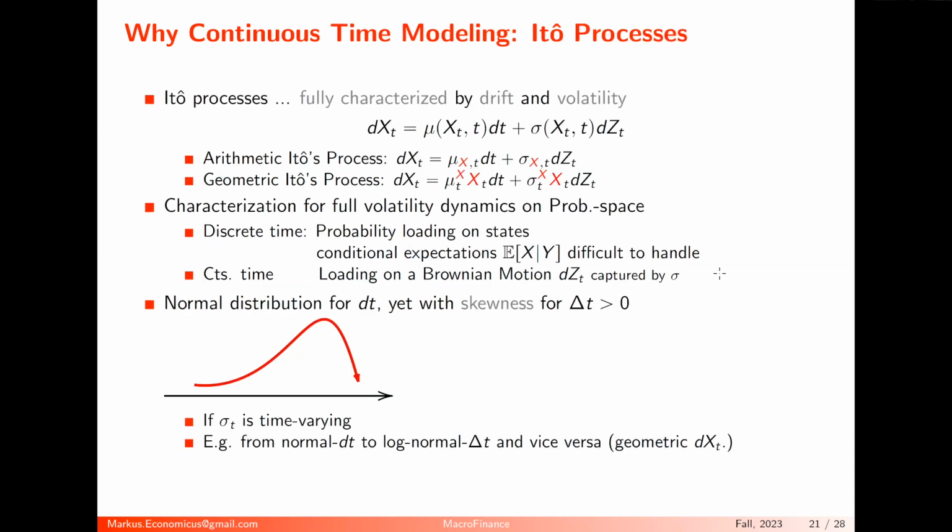Now, why continuous time modeling? Another thing is Itô processes. An Itô process can be characterized fully by its drift and its volatility. Okay, so let me just spend a little bit of time. You can have a lot of stochastic processes. An Itô process, or class of Itô processes, are very simple processes. We will work mostly with Itô processes. Later we'll also do some jump processes. But in an Itô process, you just say what's the drift and what's the volatility.